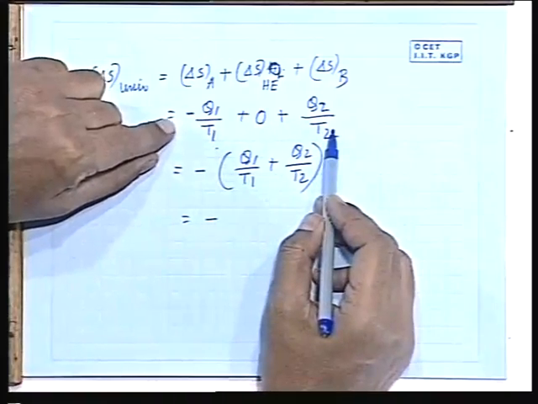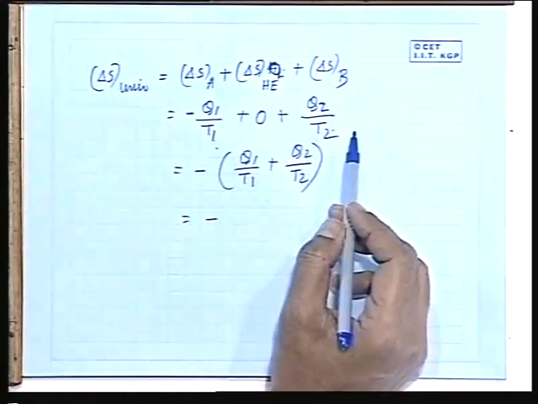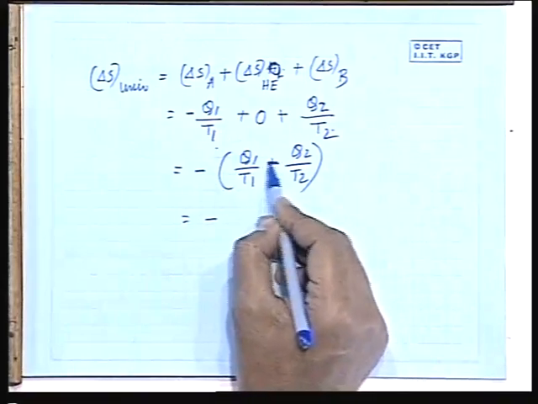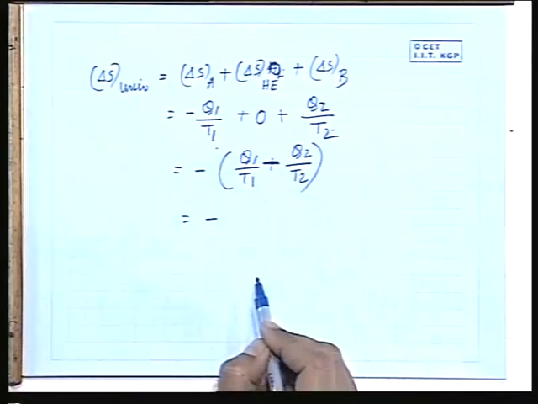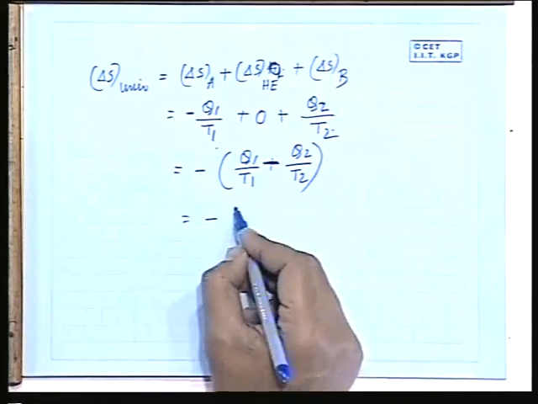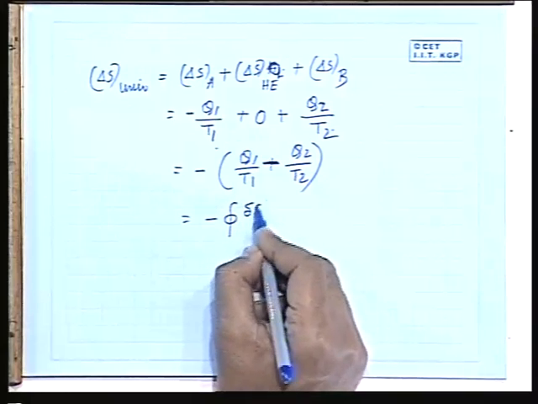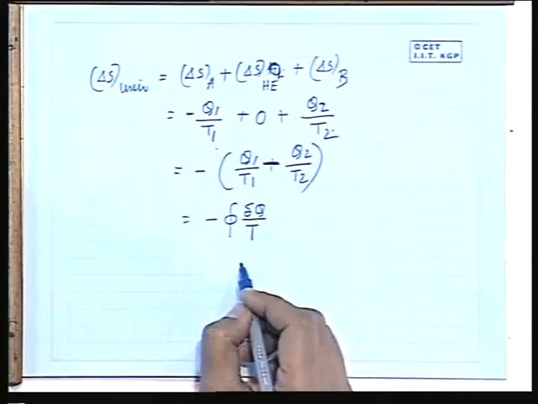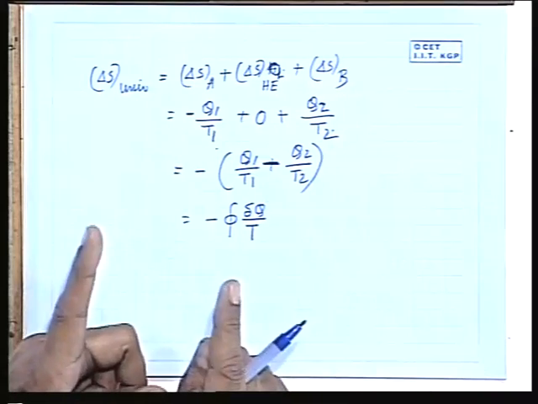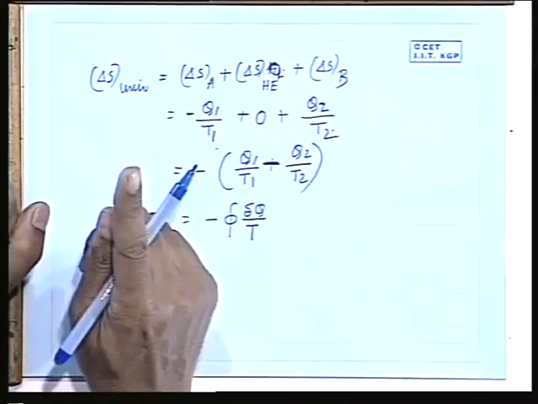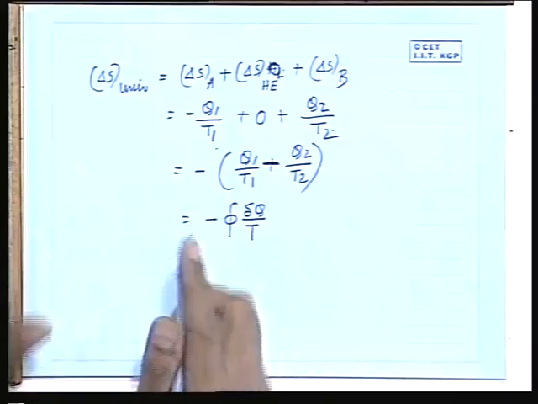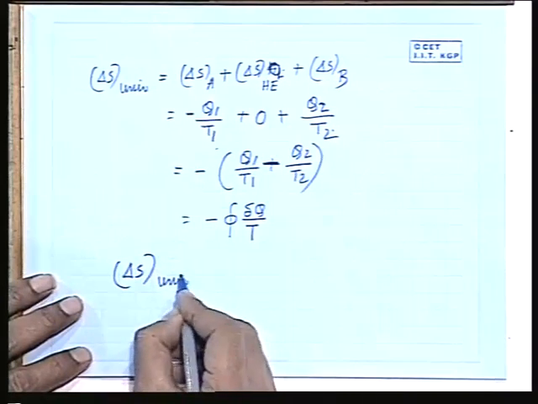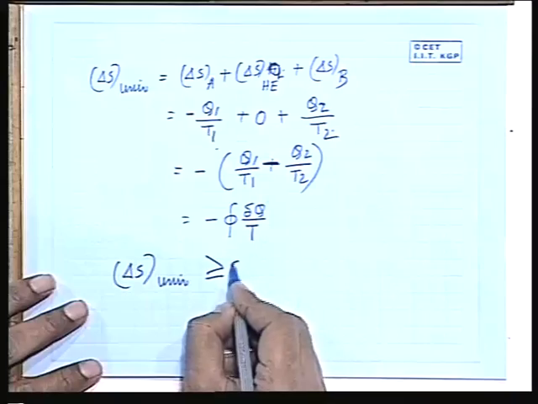No, sir, there is a minus. Where? Q1 by T1 minus. Oh, sorry. All right? Then what is this? Cyclic integral of del Q by T. And cyclic integral of del Q by T is always less than 0 for an irreversible process, is equal to 0 for a reversible process, which means delta S universe is greater than or equal to 0.